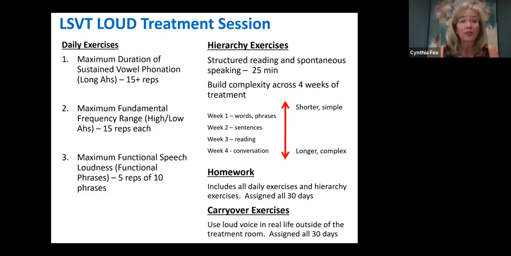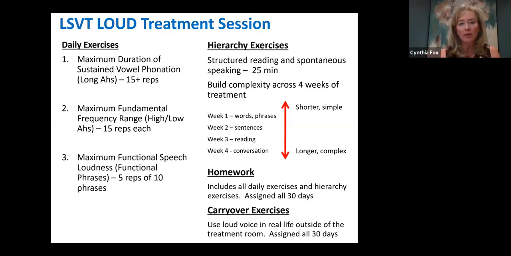So specifically with an LSVT LOUD treatment session, it's broken into two halves. The first half of the session is spent on what we call our daily exercises. These include long ahs that we hold for as long as you can at a healthy loudness, a minimum of 15 repetitions. Then we work on high low ahs. So this works to improve intonation.